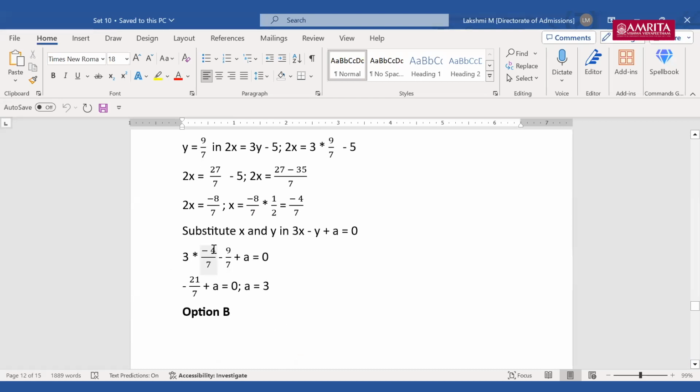It's 3 times 4 by 7 minus 9 by 7 plus a equal to 0. Solving it, a is equal to 3. A very direct question which comes as an easy question, right? Yes, Hariharan, that's a equal to 3.